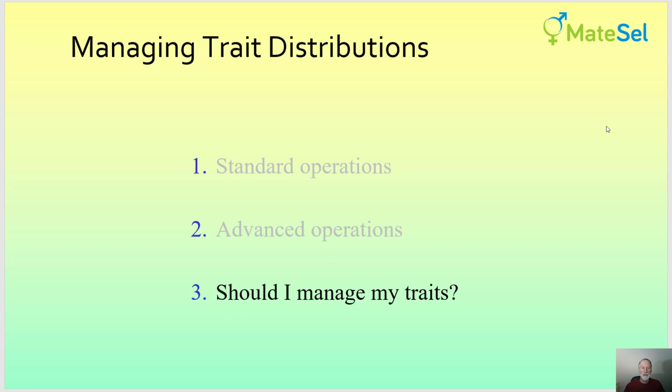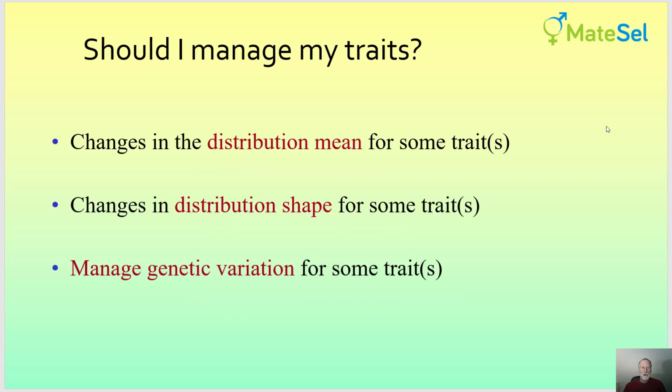We've already looked at standard operations and advanced operations, and now we're going to ask whether we should manage our traits in the first place. So we're going to look at 3 components here. One is looking at changes in the distribution mean among the progeny for some traits. Then we're going to look at changes in the distribution shape for some traits, for example, to reduce variation in predicted genetic merit. And finally, we're going to look at managing genetic variation for some traits, for example, that we might want to be maintaining genetic variation for some traits that we're concerned about.